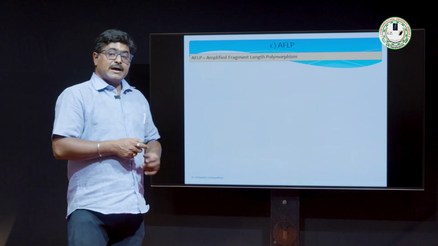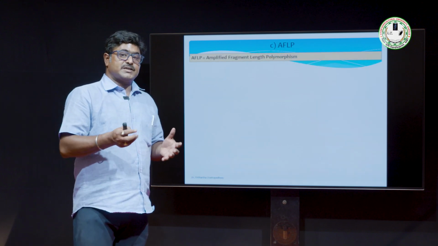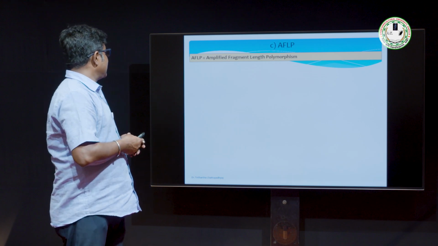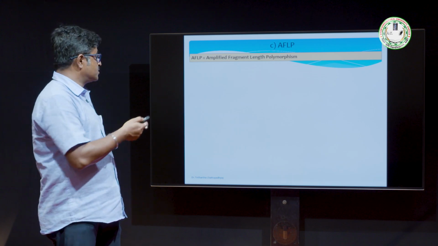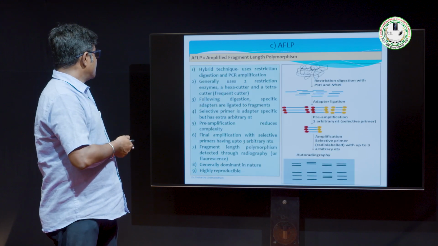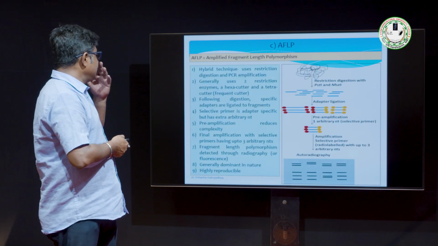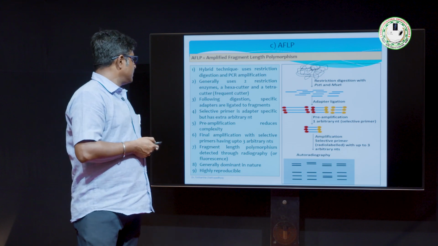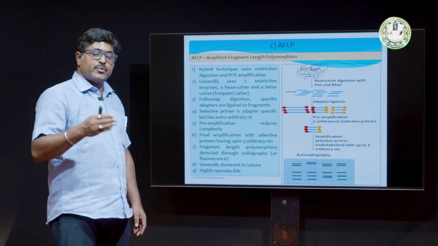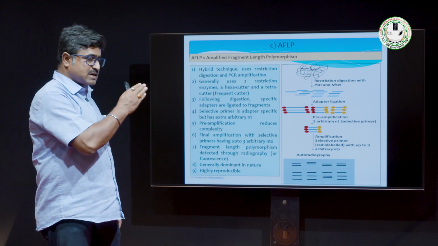Next comes the technique AFLP, which is actually a mixture of RAPD and RFLP. You can say it is amplified fragment length polymorphism. It has much more reproducibility than the previous two. So it's a hybrid technique. Generally it uses two restriction enzymes, a hexacutter and a tetracutter. So a tetracutter becomes a frequent cutter. It produces more cuts in the genome.